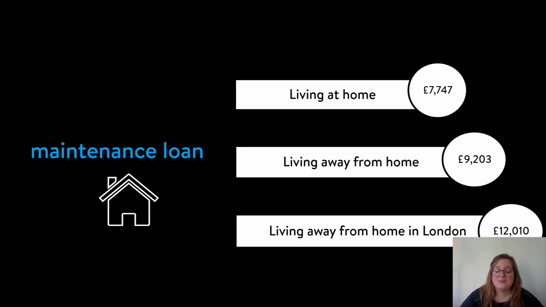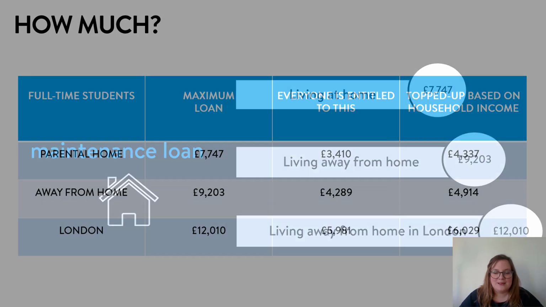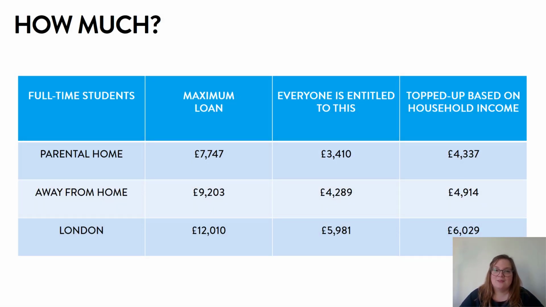The reason these are the top figures is because this part of the loan is means tested based on household income of the previous year. So just to explain this a little bit further, the top amounts, as you can see, are on the left-hand side. The middle column is what everybody is entitled to. So these are the amounts that everybody has available to them. And then it's a sliding scale of the third column, the column on the right, as to how much you might be entitled to make up the top maximum loan amount. And as we said, it's based on household income of the previous year.